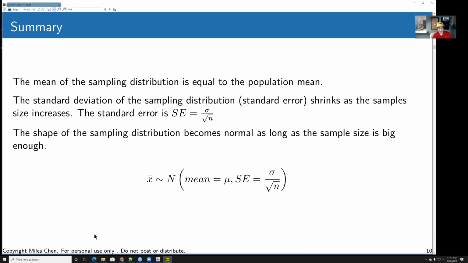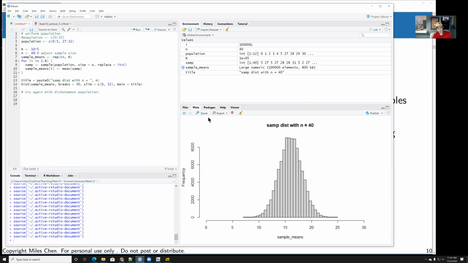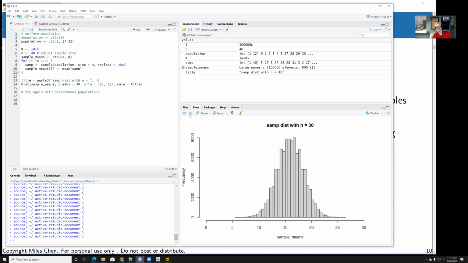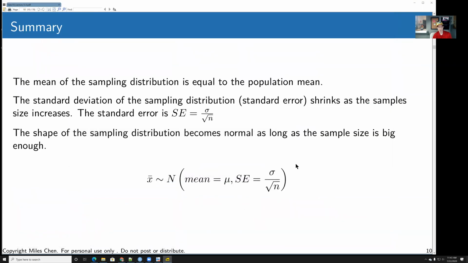But all to say is that the shape of the sampling distribution becomes normal as long as the sample size is big enough. When we had sample sizes of 9, nobody would say this is a normal distribution. But you bump up to sample sizes of 40, 50, as long as the sample size is big enough, this looks a lot like the normal distribution. There were a couple other things that we saw. The mean of the sampling distribution is equal to the population mean. And the standard deviation of the sampling distribution, that is the standard error, shrinks as the sample size increases. As our sample size got bigger and bigger, the width of the sampling distribution got narrower and narrower.